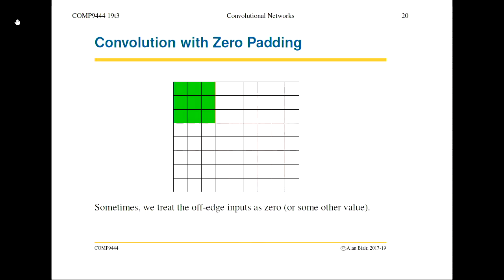Okay, now as I mentioned, the size tends to shrink when you do this convolution because of the size of the filter. Depending on the situation, sometimes we prefer to preserve the size of the layer by padding zeros around the previous layer. So this is called zero padding.